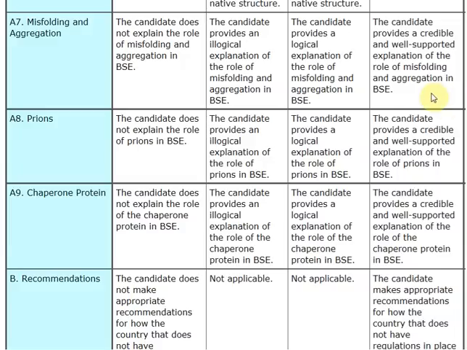The first is an explanation of misfolding and aggregation in BSE. So what is misfolding? How is misfolding affecting BSE, and then what is aggregation and how does that affect BSE? Then an explanation of the role of prions. So what are prions? What are they doing that causes BSE? And then finally, an explanation of the role of the chaperone protein in BSE. So again, what is a chaperone protein? How does it play a role in BSE?